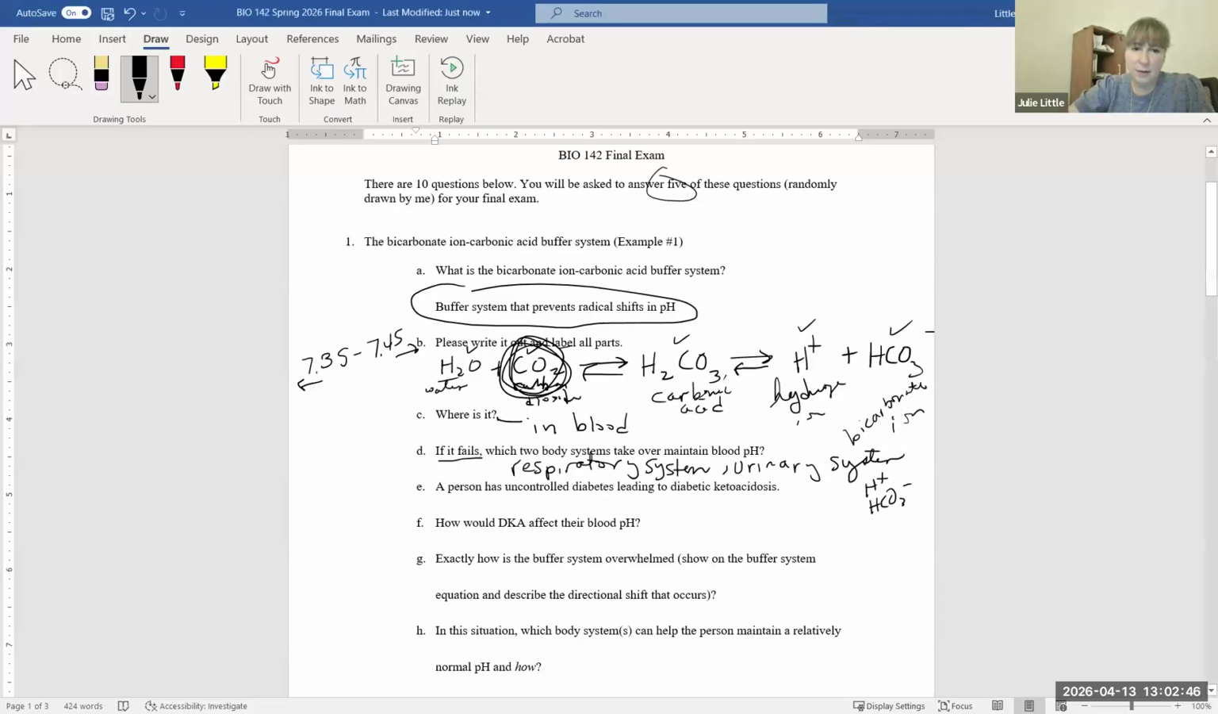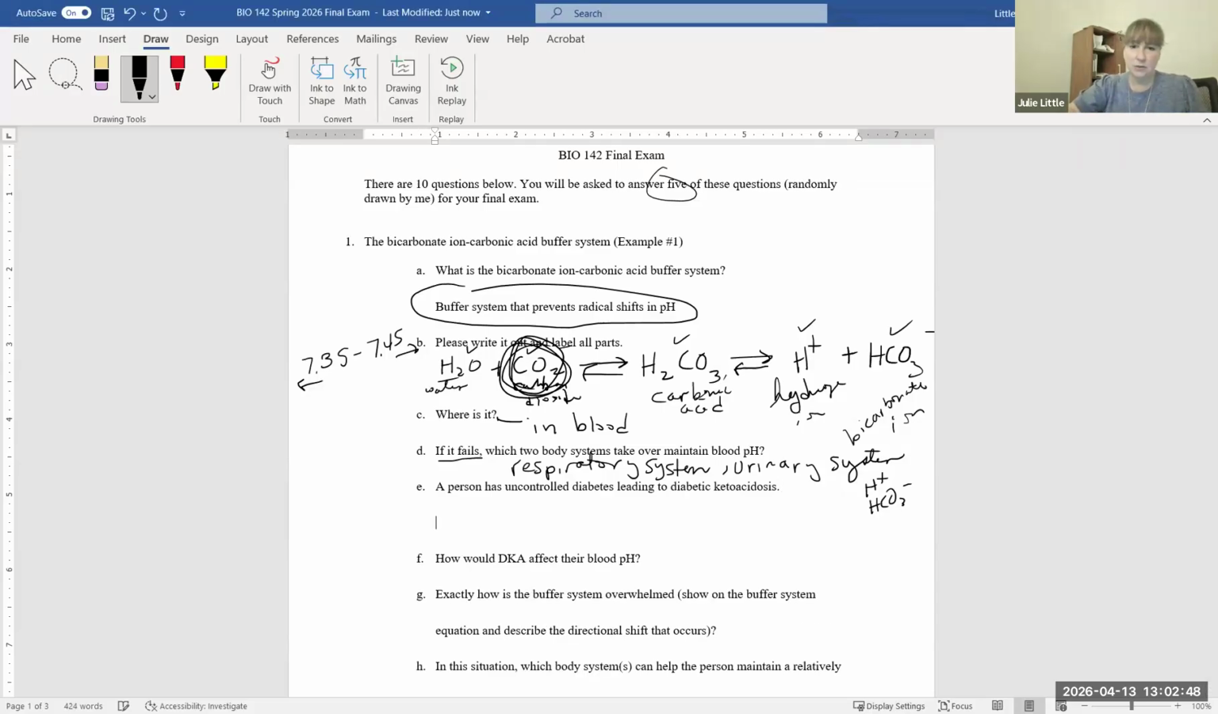Okay, so what is it like if a person has uncontrolled diabetes that leads to diabetic ketoacidosis? That would be DKA, right? What is it about uncontrolled diabetes? Well, first of all, the person has a really high blood sugar level. The reason it's so high is because the sugar can't get into the cells, because either their cells are unresponsive to insulin or they're not producing insulin.